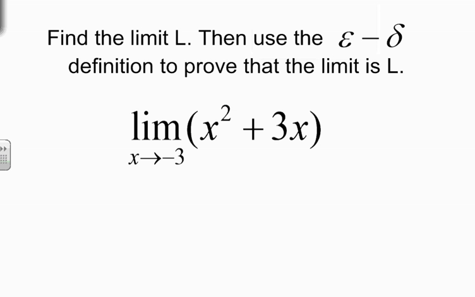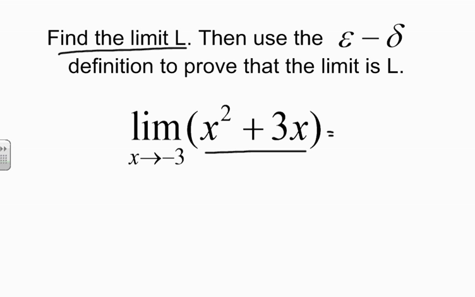Okay, here we're going to find the limit using the epsilon delta definition to prove that the limit is L. So in doing so, what we have is this function. This is a parabola. A parabola is once again continuous. And what we're going to do is first find the limit L for this particular limit equation.